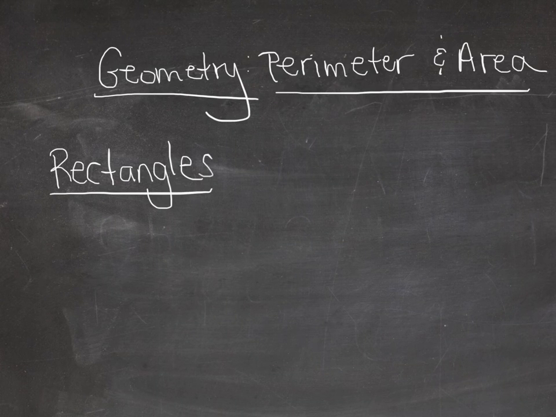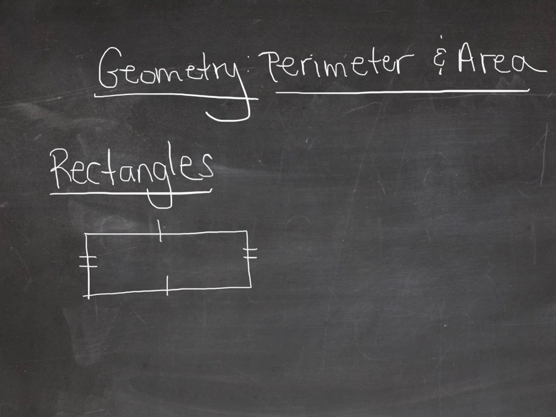So this video is related to geometry and perimeter and area. First we'll look at rectangles and just a review on how to calculate the perimeter and area of a rectangle. So let's draw one out. And I know that these sides are the same length and these sides are the same length.